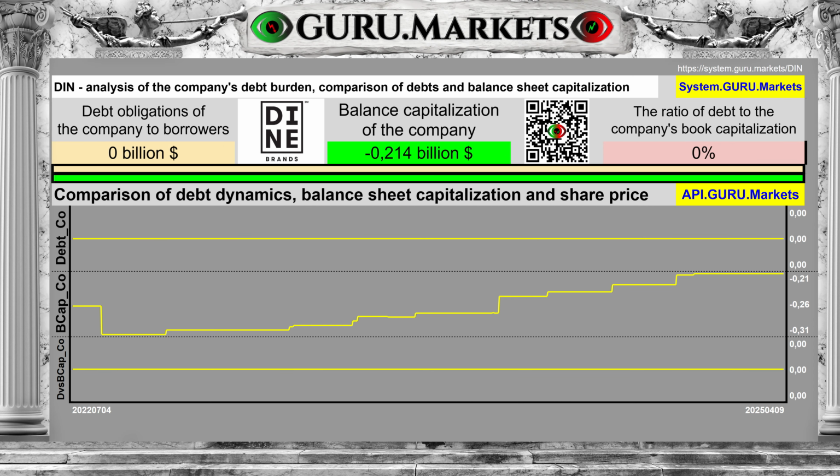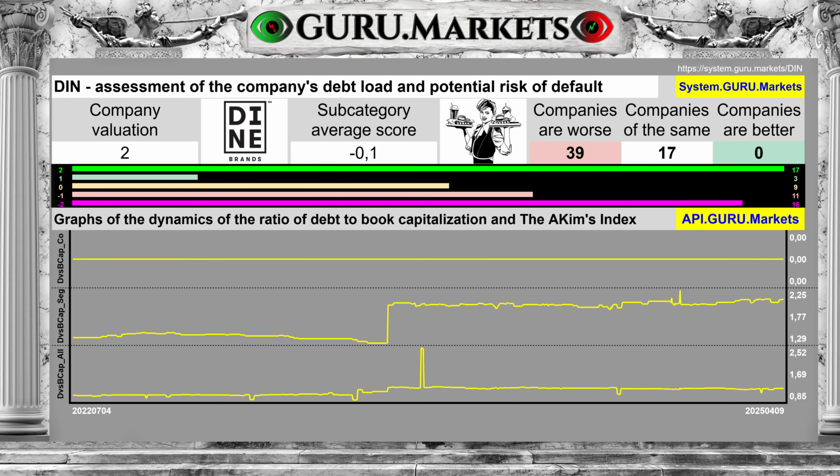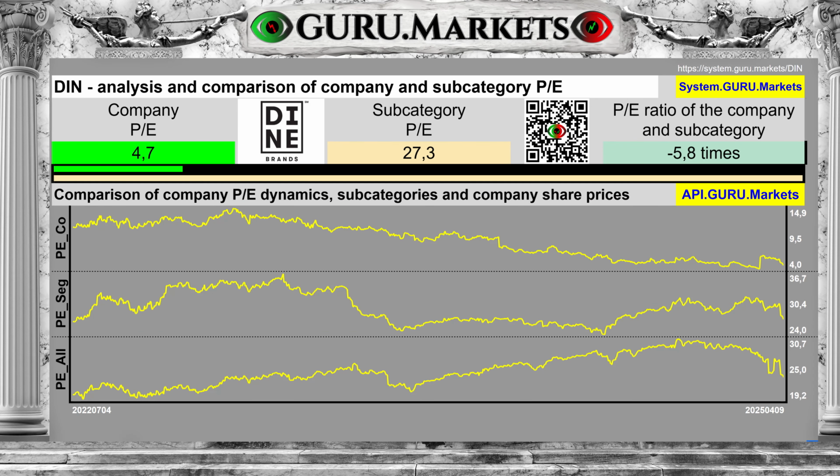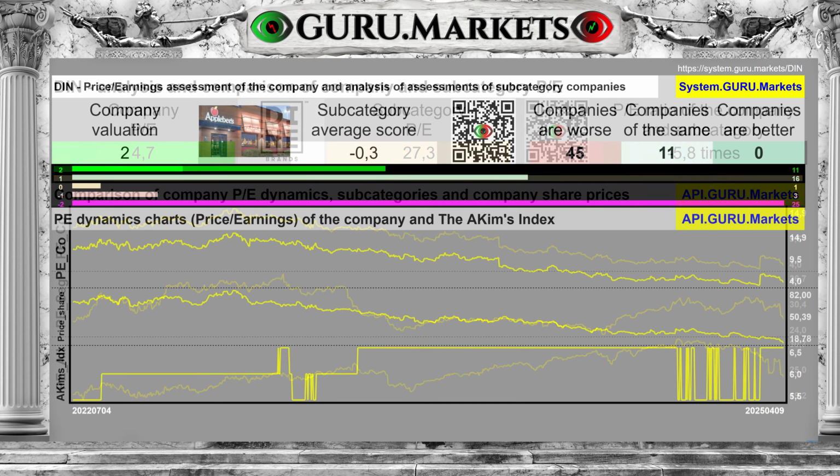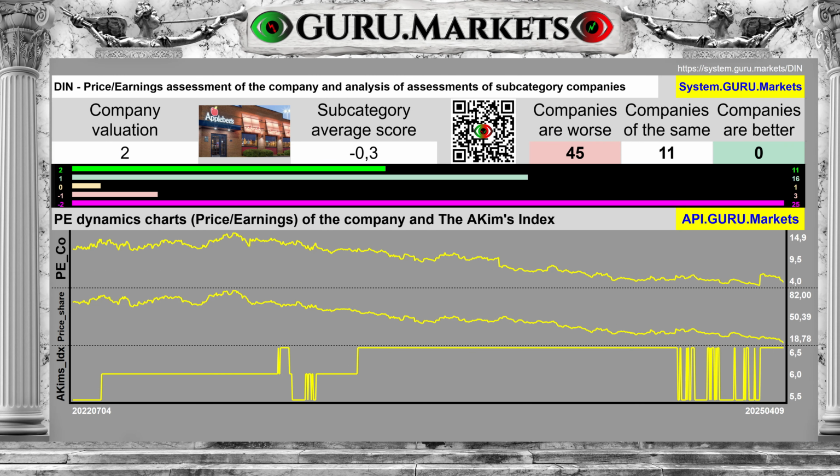The analyzed organization has no financial obligations. Result on the level of debt obligations of the company: very good, 2 points. The ratio of the company's market price to its profit is 4.7. The average for the subcategory is 27.3, which is 83% lower than the average for the subcategory. Assessment of the exchange price to profit indicator in comparison with organizations of the subcategory: very good, 2 points.